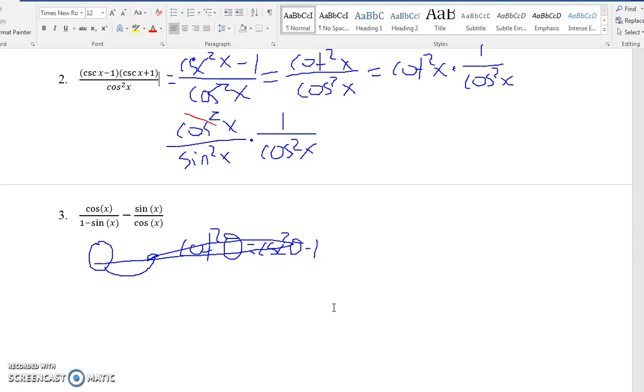Okay, these things will cancel off. You are left with 1 over sine squared. And if 1 over sine is cosecant, that means 1 over sine squared is really cosecant squared. And that's going to be the simplest answer we can come up with right there.